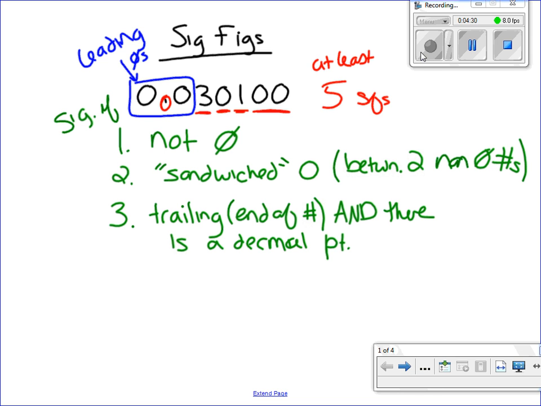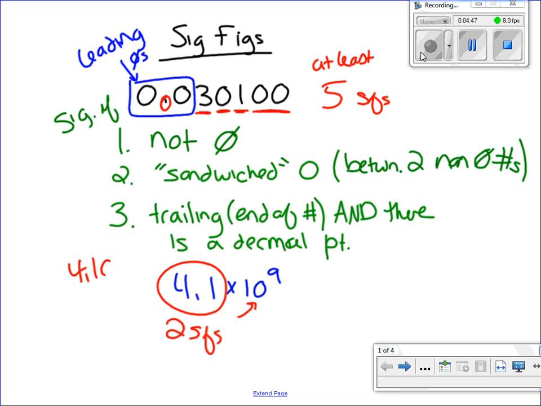Scientific notation, if it's 4.1 times 10 to the 9th, the only significant part of this number is this. This is just magnitude, okay? So this has 2 sig figs. If it was 4.10 times 10 to the 7th, this is the only part, and it would be 3 sig figs, because this trailing 0 is significant as there is a decimal point, okay?